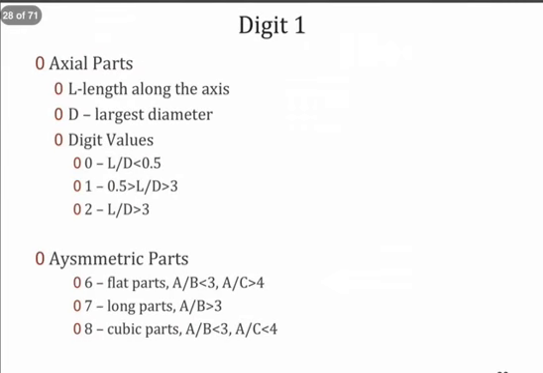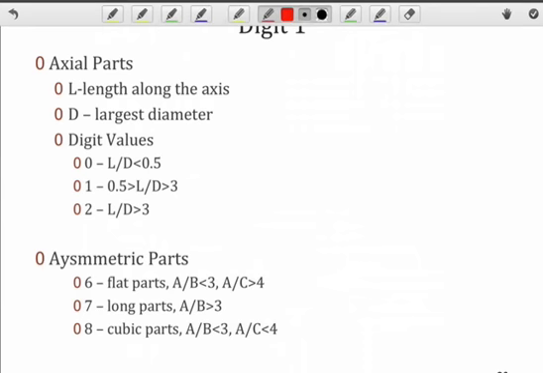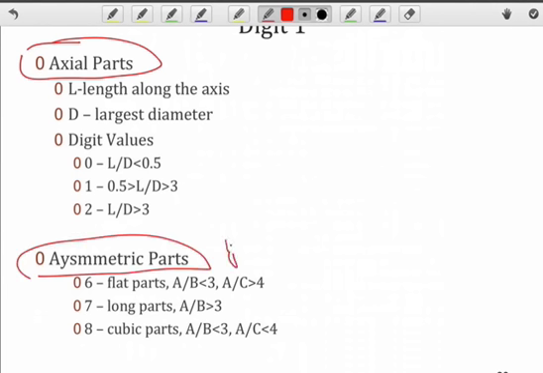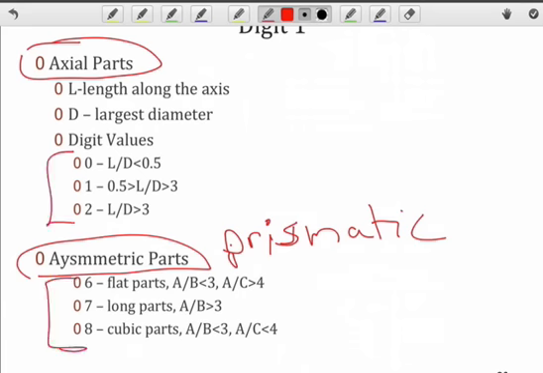So if we look at that digit 1 that's based upon size and symmetry, the first level classification has to do with whether it's an axial part, in other words, it has an axis of symmetry, similar to what we saw with runout and total runout, or is it asymmetric? Typically, an asymmetric part is a prismatic. So a cube would be a prismatic part. Within each category now, you can see we're breaking down the value of digit 1.